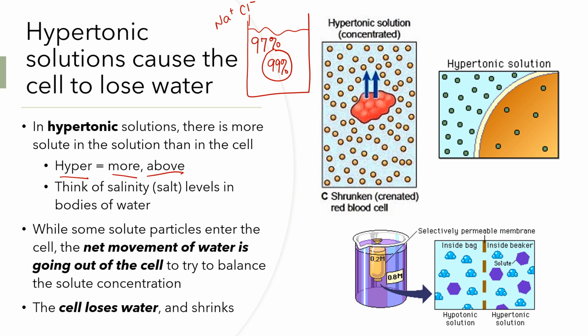So when this happens, the way that the water is going to want to move is from high to low until we get to equilibrium, because this is just diffusion. So the cell will actually lose water to its environment. The net movement of water is going to go out of the cell. So the water is going to leave the cell, and as a result, the cell is going to shrink. And this can be really bad for the cell depending on how much water it loses.